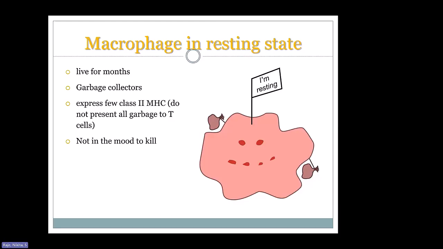And they express very few class 2 MHC. So remember, macrophages are one type of antigen presenting cells for T cells. But at this resting state, they are not really doing any presentation to T cells, so they really don't need that class 2 MHC on their surface. So pretty much they are just resting and they're not in a mood to kill.